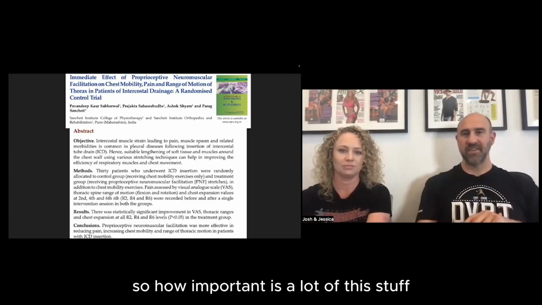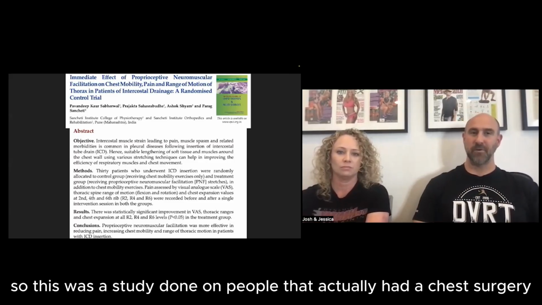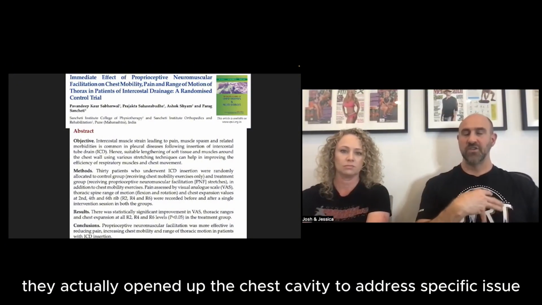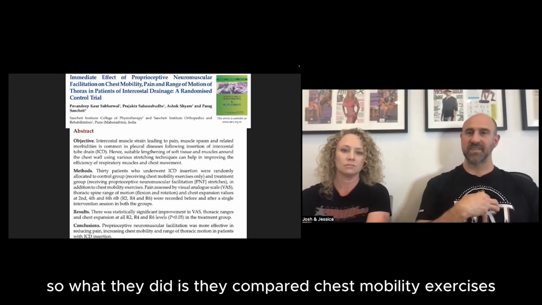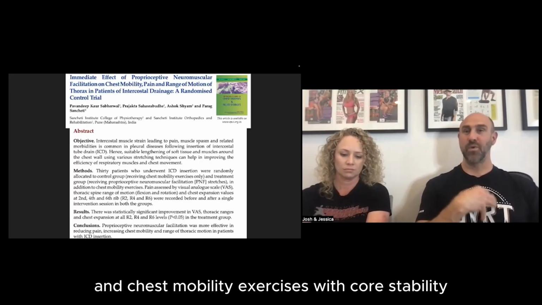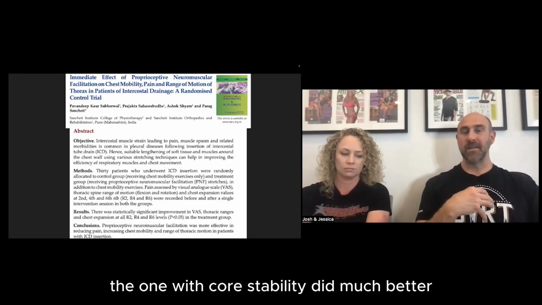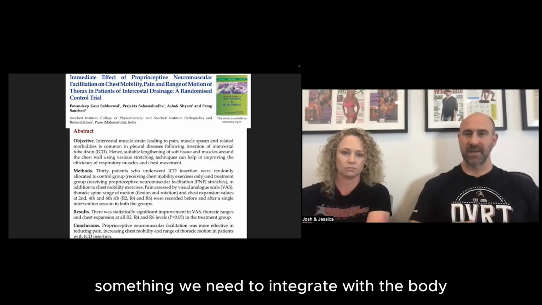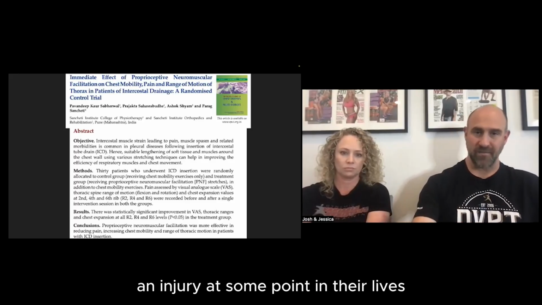So how important is a lot of this stuff? Very. And I want to give you guys a really extreme example. This was a study done on people that actually had a chest surgery. They actually opened up the chest cavity to address a specific issue. Afterwards, they wanted to regain that chest mobility. So what they did is they compared chest mobility exercises without core stability and chest mobility exercise with core stability. And they found, as you guys are probably guessing, the one with core stability did much better. So even in the most extreme examples, this is something we need to integrate with the body, especially if people have overcome an injury at some point in their lives.